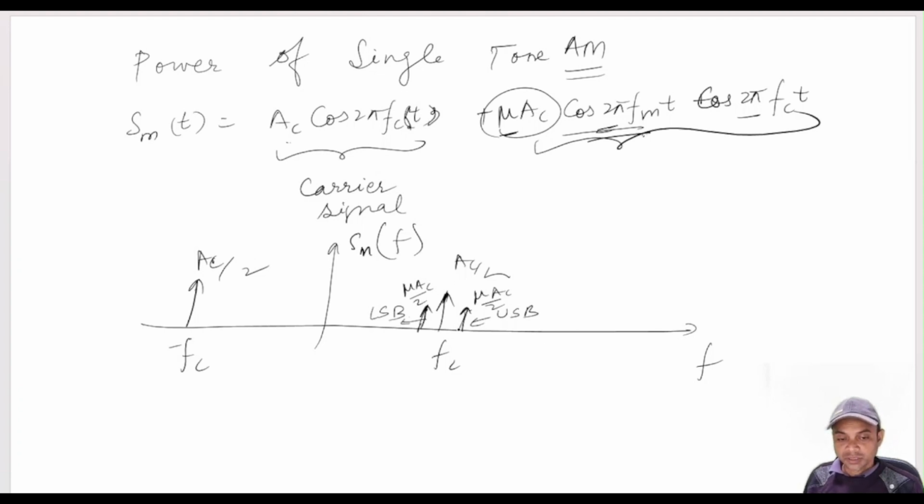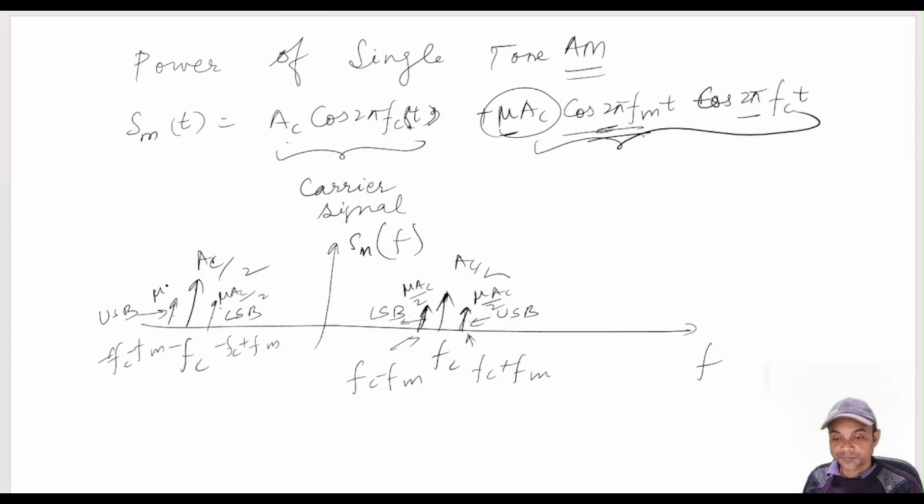Amplitude will be the same, and there is a mirror image at negative frequency also. It will be at FC plus FM, and at FC minus FM. Similarly here, this is the lower sideband, the mirror image of that one, and this is the upper sideband, mirror image of that one. This is minus FC plus FM, and this is minus FC minus FM. The amplitude will remain the same, mu AC by 2 and mu AC by 2.